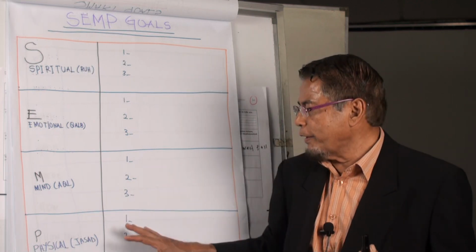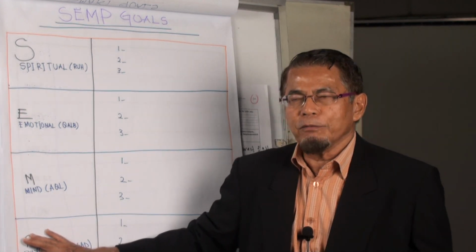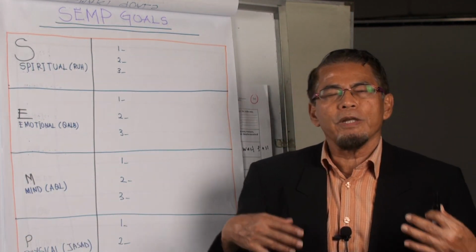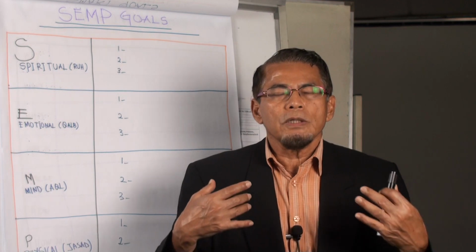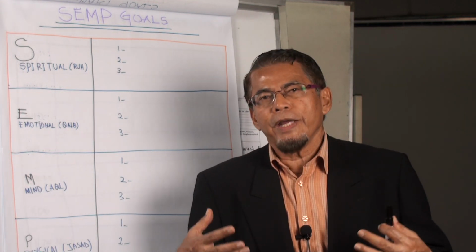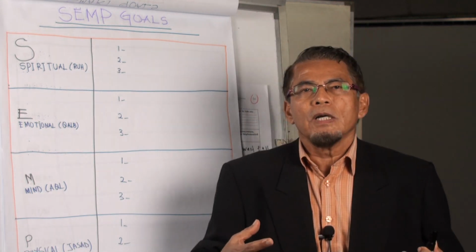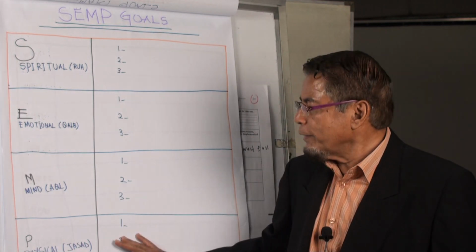What are their goals for their physical aspect of their life? What are the physical aspects of their life? It could be the financial aspect, it could be the health aspect, they are overweight, it could be their situational conditions in terms of their lifestyle. So those are the physical things.